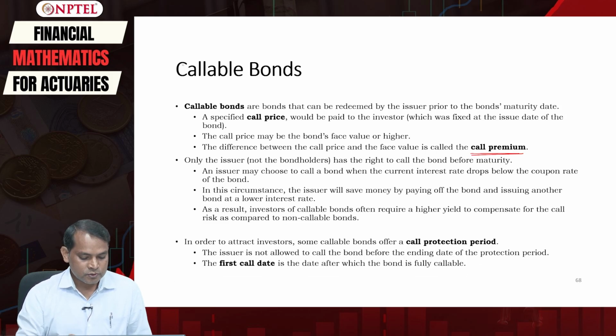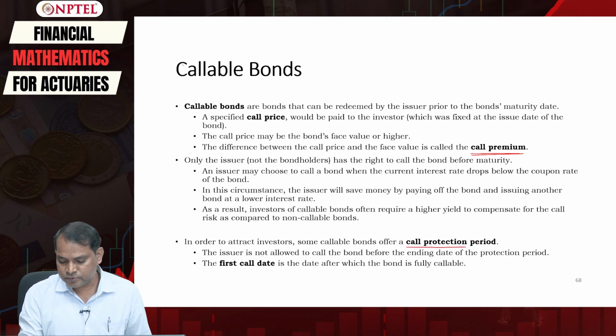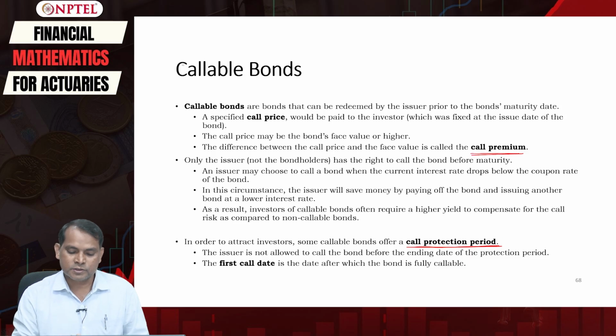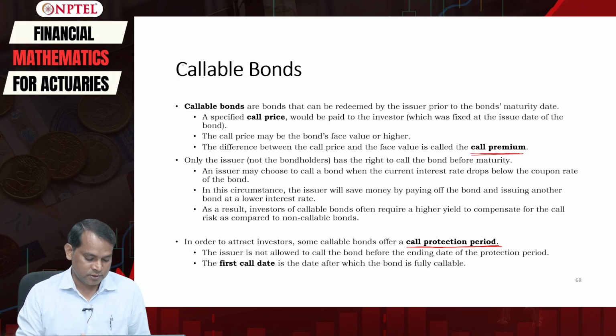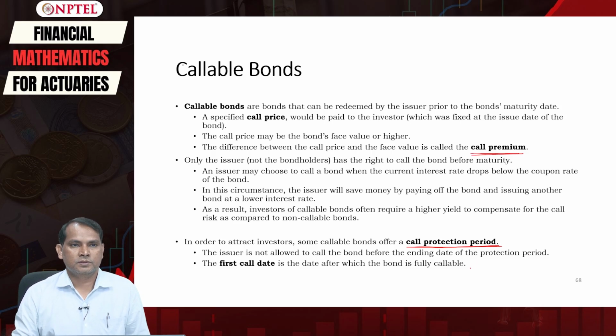In order to attract the investors, some callable bonds offer a call protection period. What is the call protection period? It is the period before which the issuer cannot call for redemption. So the issuer is not allowed to call the bond before the ending date of the protection period, and the first call date is the date after which the bond is fully callable. I believe you have at least understood the callable bond.